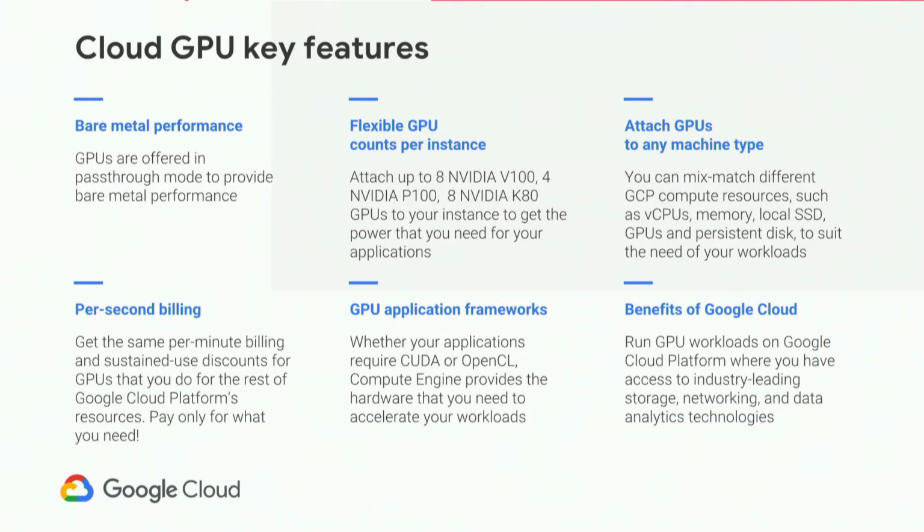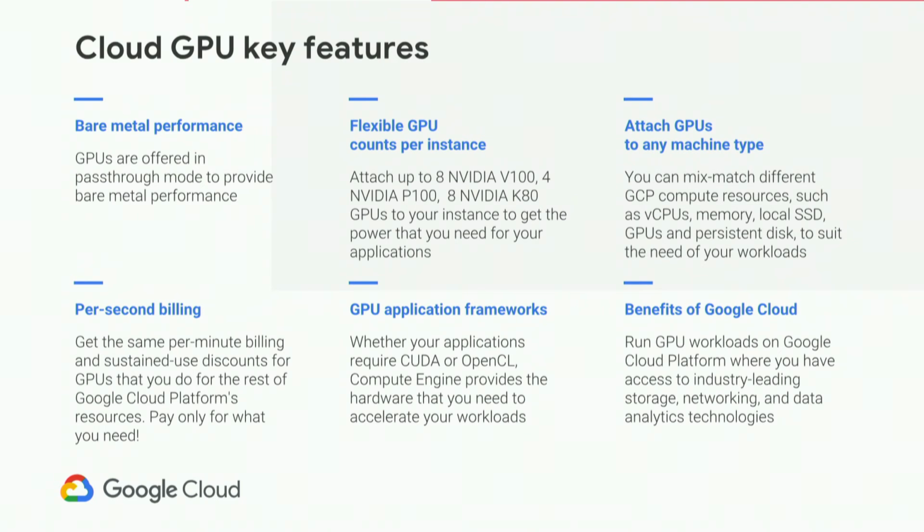Let's get a little technical, right? Bare metal performance on GPUs. The VM is virtualized, but the GPUs are through PCIe pass-through mode. What that means is the VM has raw access to the PCI hardware bus, and you have bare metal performance for your GPU accelerator. That applies for all of our models, the K80, V100, and P100.